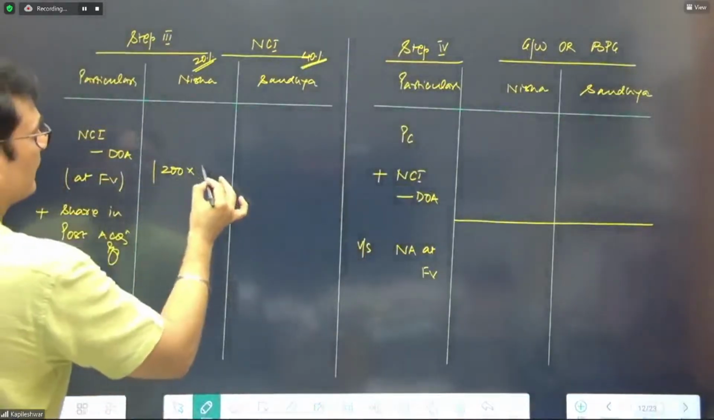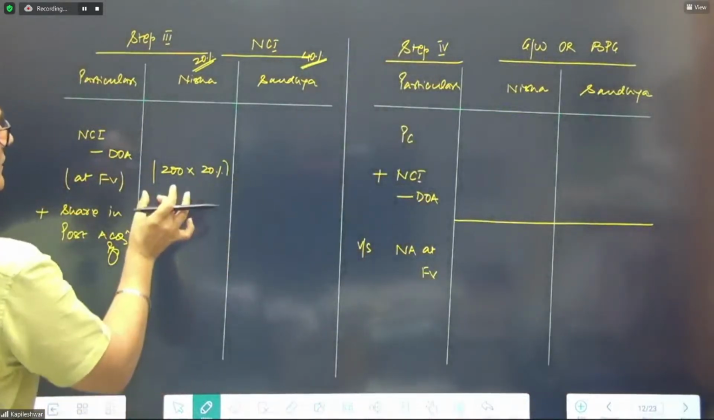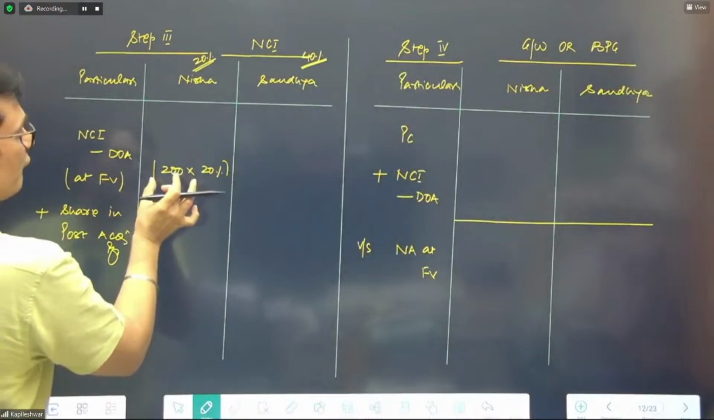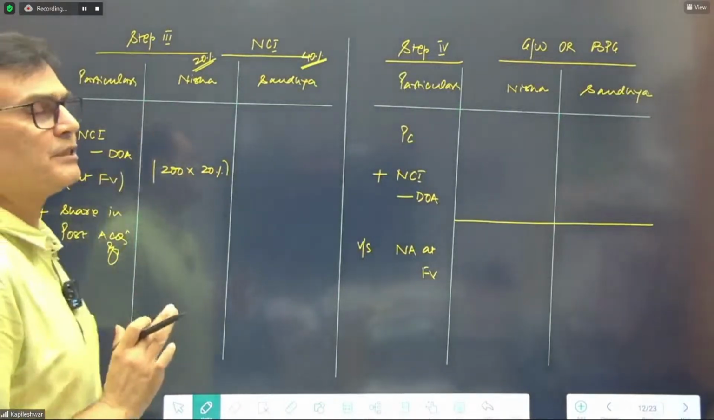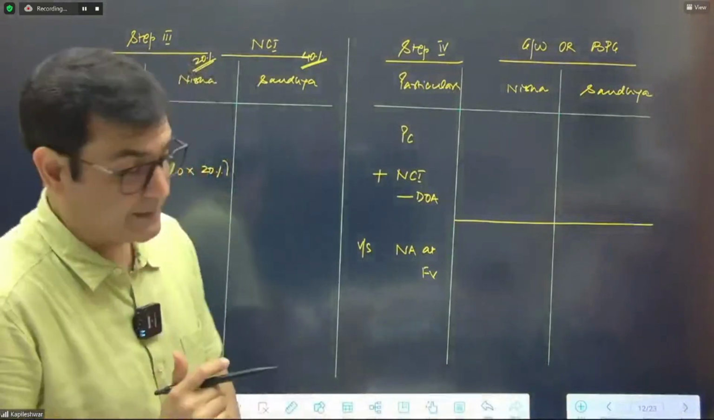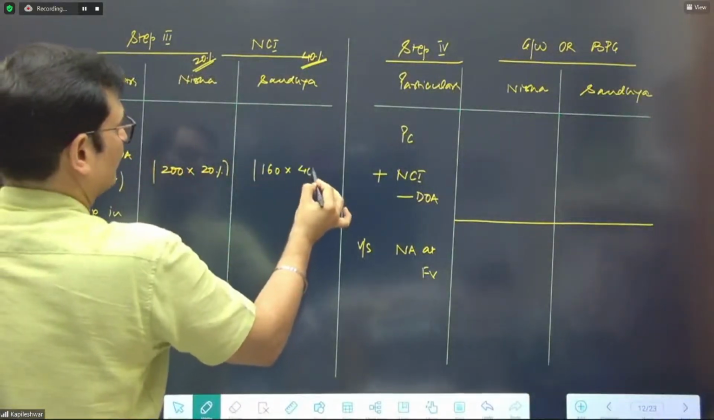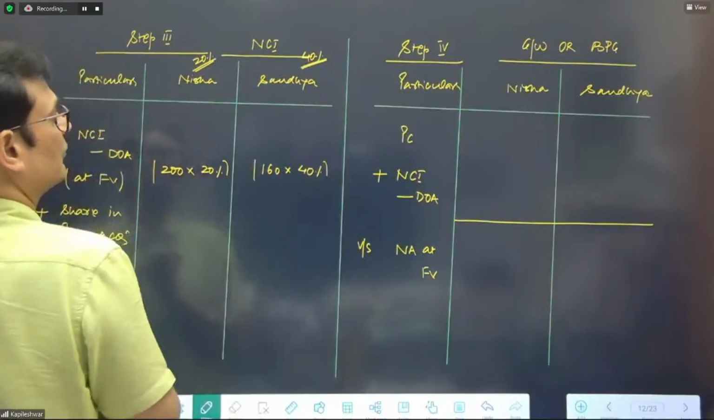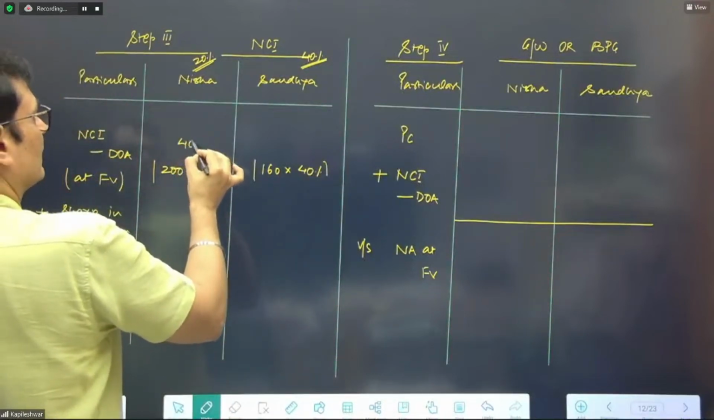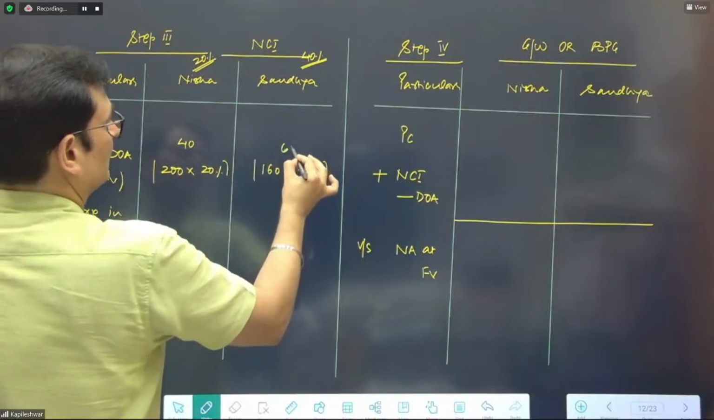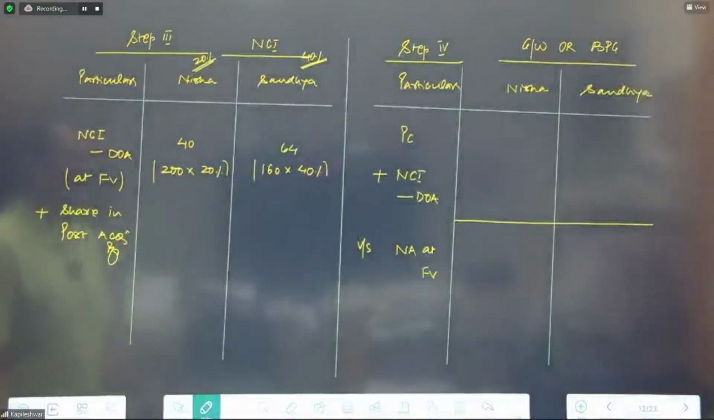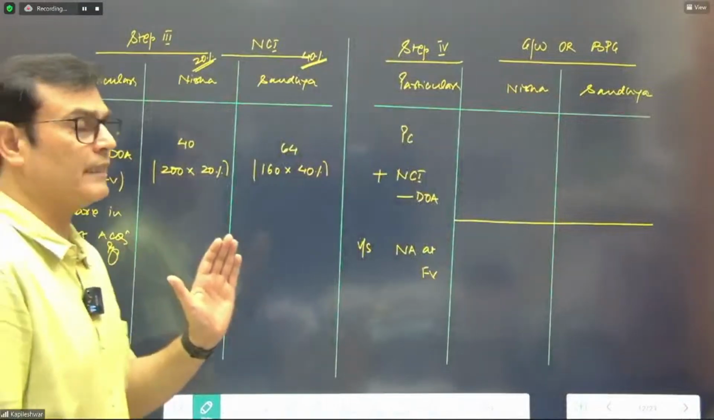So on the share capital, we take 20%. This is the face value equal to the fair value. So 20% becomes NCI. For Sandhya, the figure given is 160 and we consider 40% in terms of NCI. So this is 40 and this is supposed to be 64. Okay, so the NCI on the date of acquisition is done.